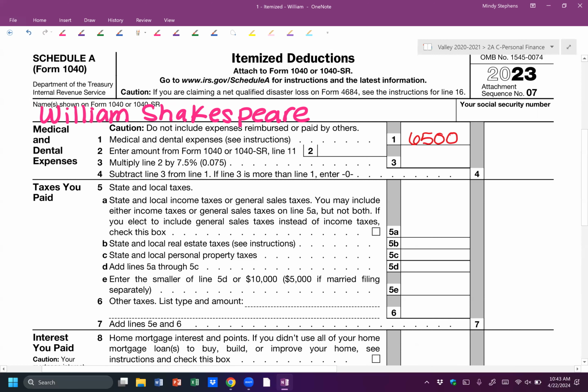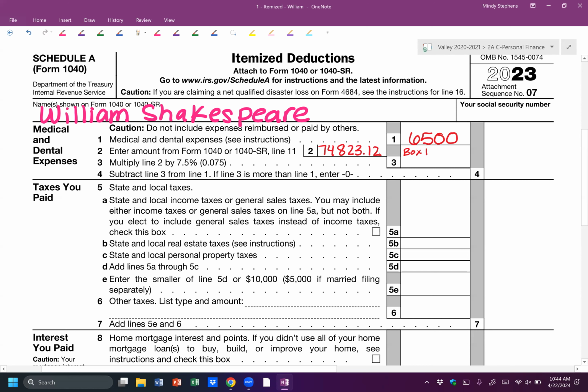Line 2, enter amount from 1040. This is the tricky one. You just have to remember, use box 1. So again, it might be good for you to write box 1 next to that. They only have one W-2, so you just write the number. So box 1 is 74,823.12. You have to write kind of small on this. So there's your box 1.